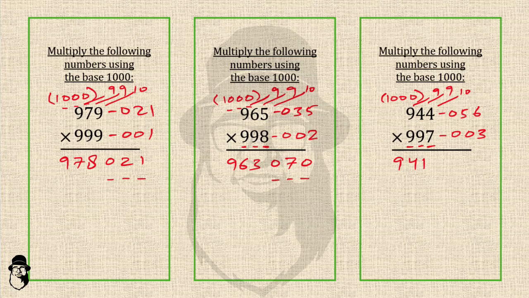941, and second part of the answer is we multiply 56 by 3. 3 times 50 is 150, and 3 times 6 is 18. 150 and 18 is 168, and 168 is a 3-digit number, so we don't need to do anything else. That's our final answer, 941168.